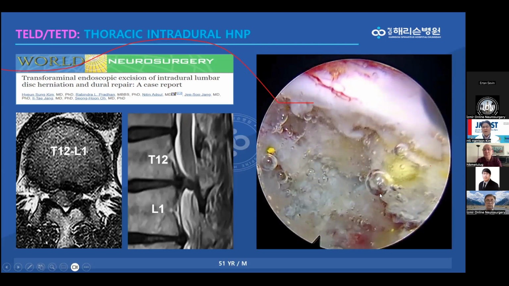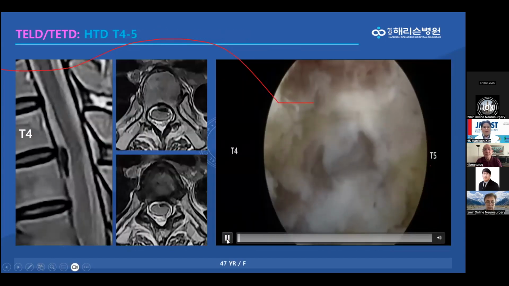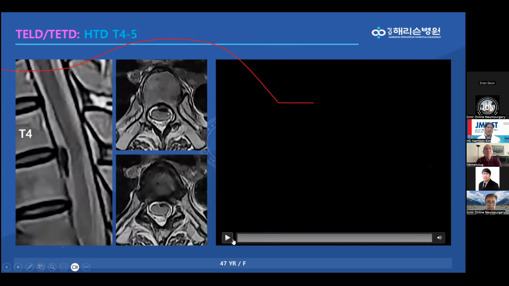After then, I patch it using TachoSil. Then after the operation, the patient had a successful clinical result. And also, this mobile outside-in technique can also approach the higher thoracic area. This is a T4-5 rupture, in a case with severe back pain and leg pain.